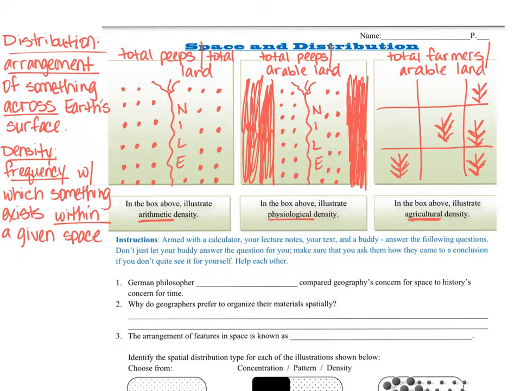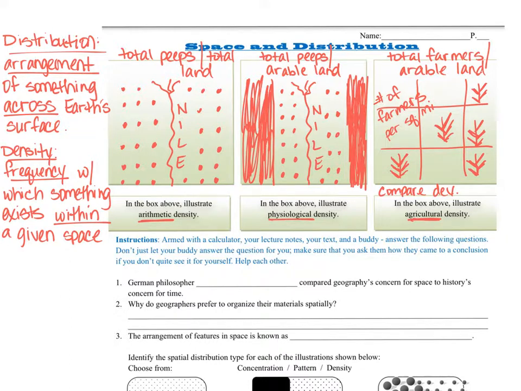So this shows us the number of farmers. This is our ratio, number of farmers per square mile or kilometer, just depending on what you're working with. So this lets us compare development. I'm just going to put dev. But that lets us compare development.